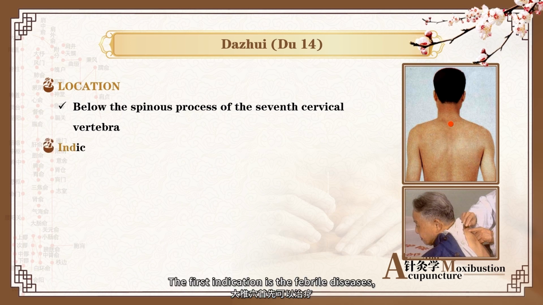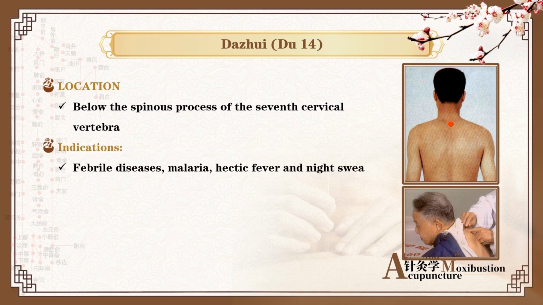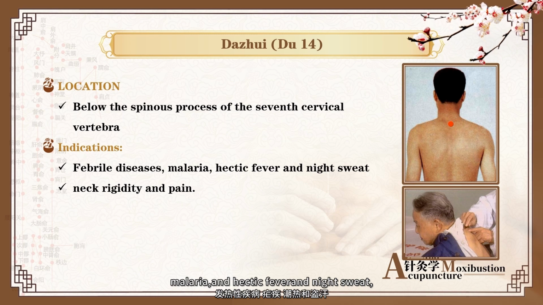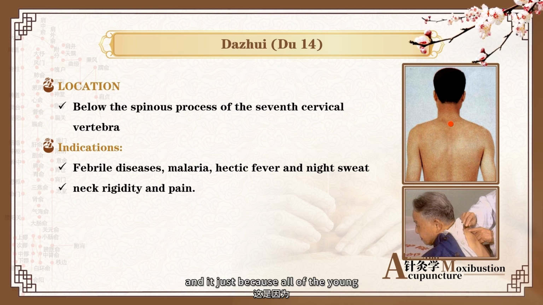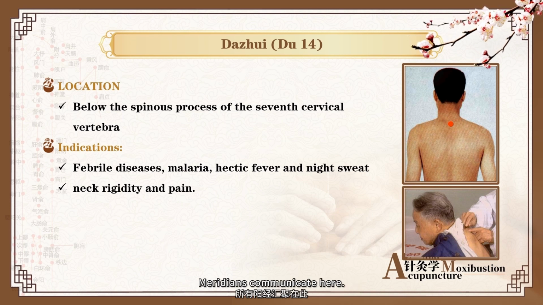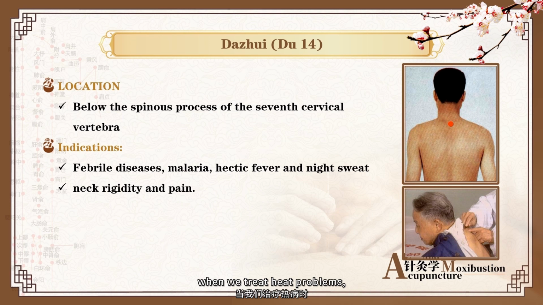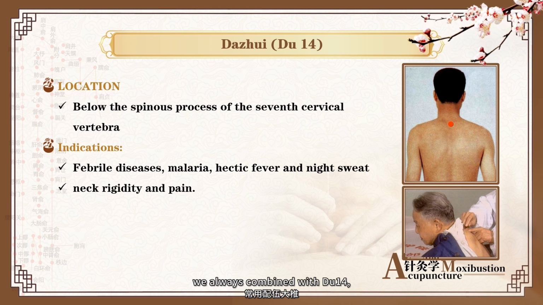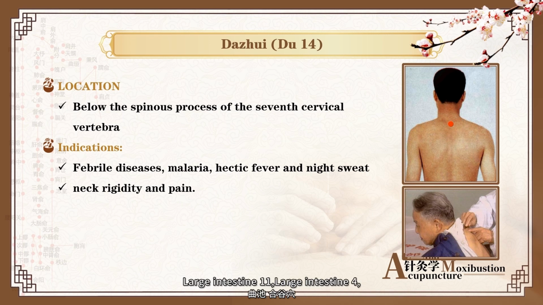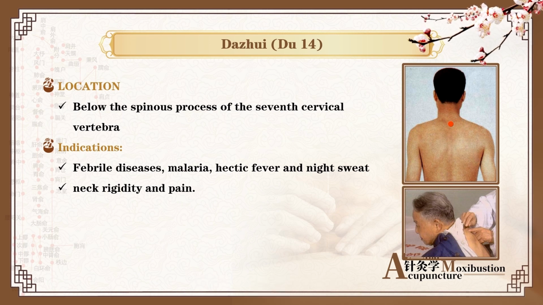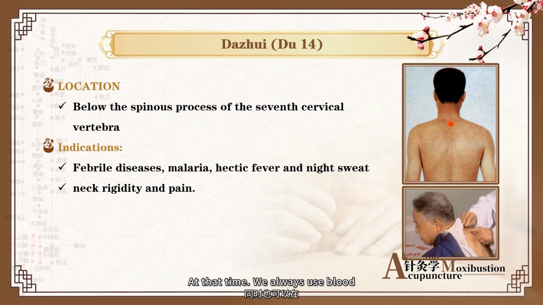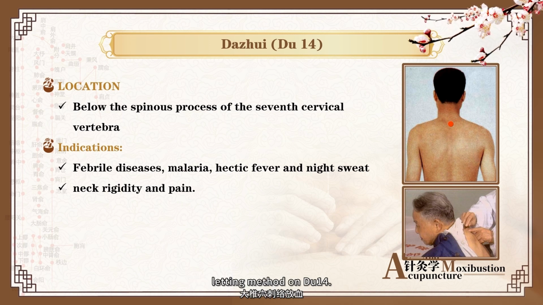Du14. The first indication is febrile disease, malaria, tidal fever, and night sweat. It's just because all of the yang meridians communicate here, so this point has a strong function to reduce heat. When we treat heat problems, we always combine Du14, Large Intestine 11, and Large Intestine 4. Those three points are important for heat. At that time, we always use the bloodletting method on Du14.